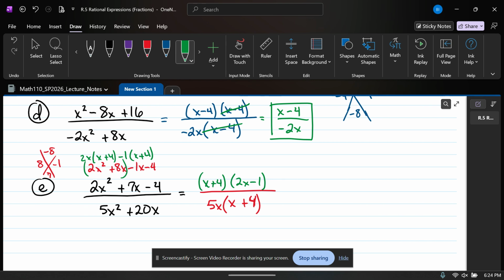And then we're canceling. Yeah, x plus 4s go bye-bye. So we've got 2x minus 1 over 5x. You've simplified that straightforward problem there.